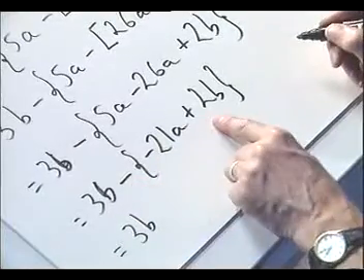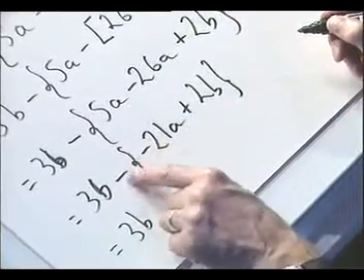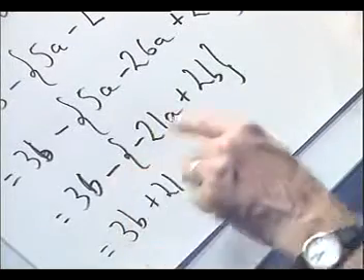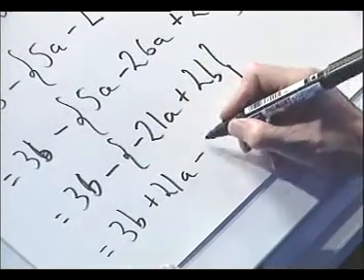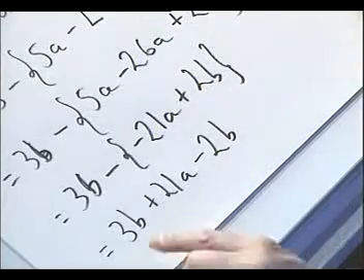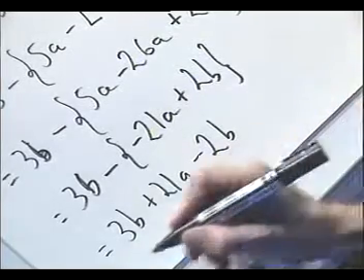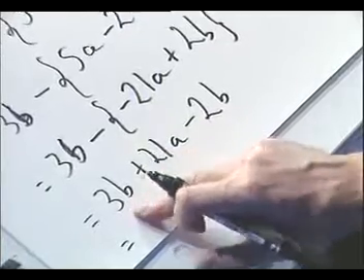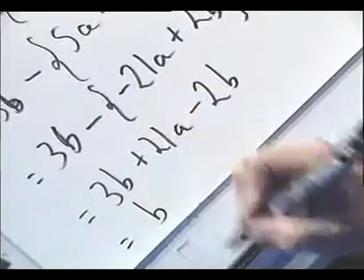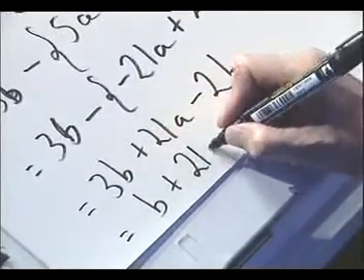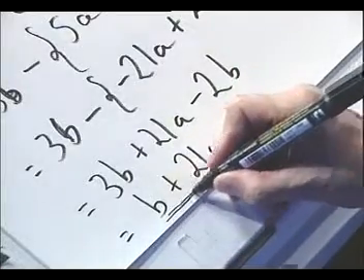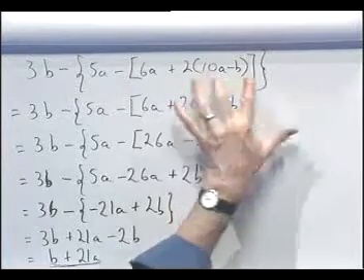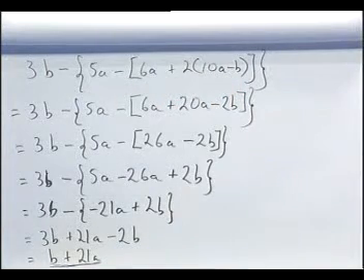3b, take away everything in the curly brackets. Minus minus gives us plus 21a, minus plus 2b, so that's taking away 2b. And then now we just need to simplify this, and what we've got is 3b, take away 2b is b plus 21a. So we were able to reduce that huge lump of algebra with three sets of brackets to a very simple expression.